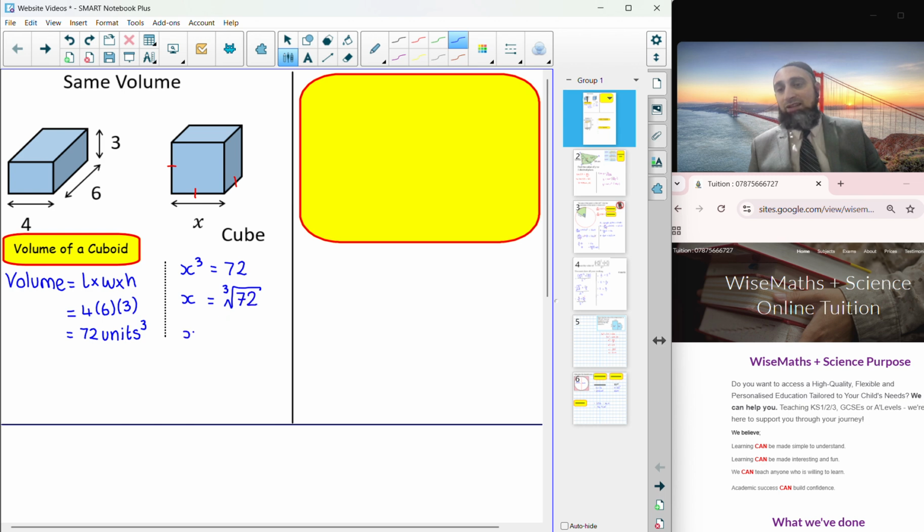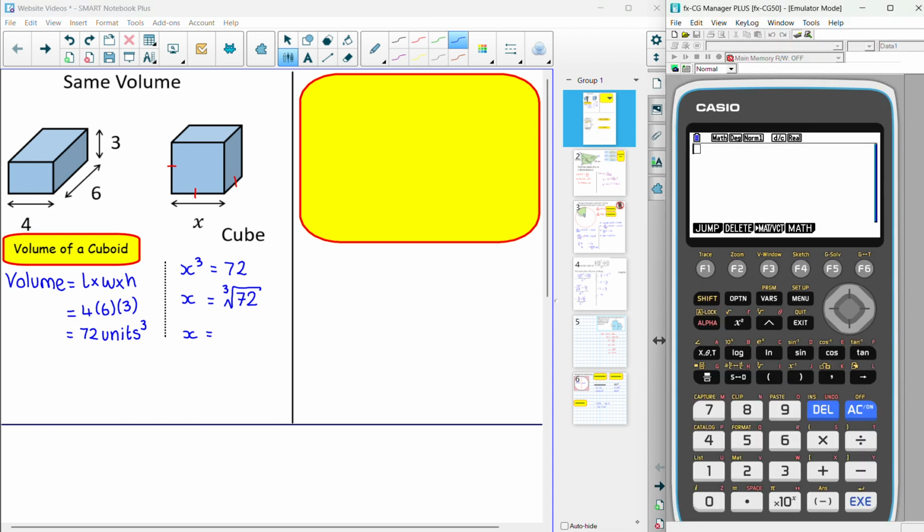And then therefore x is equal to, let's use our calculator to work it out. So we'll go shift and we'll do the cube root over here. Let's put 3 for the little cube root. Let's put 72 over here. And let's press equals. That should give us an answer of 4.16. That should give us 4.16 units because it's a singular length.